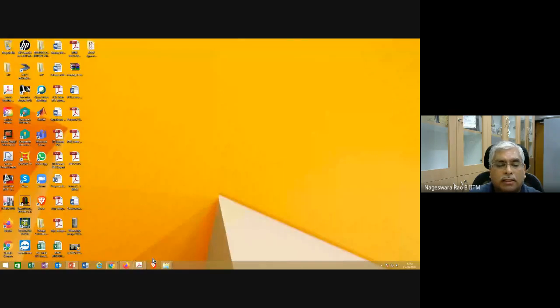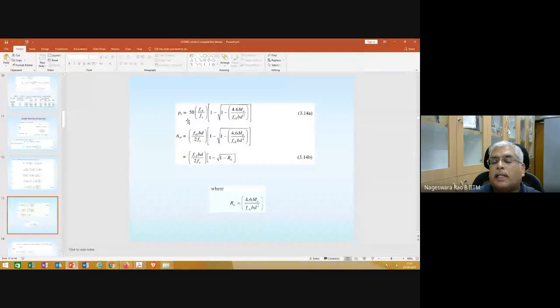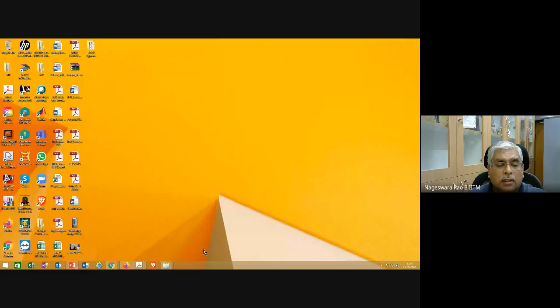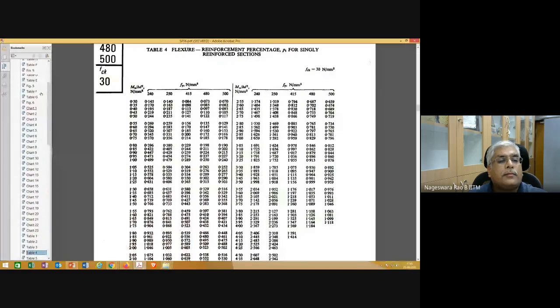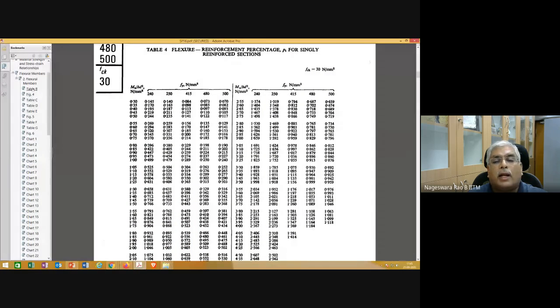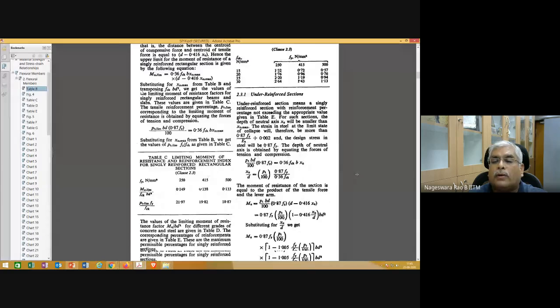Okay. So whatever equation we have seen is presented in the form of tables. The same equation can also be presented in the form of charts. They are given here. Let's read that, then we'll go to that.